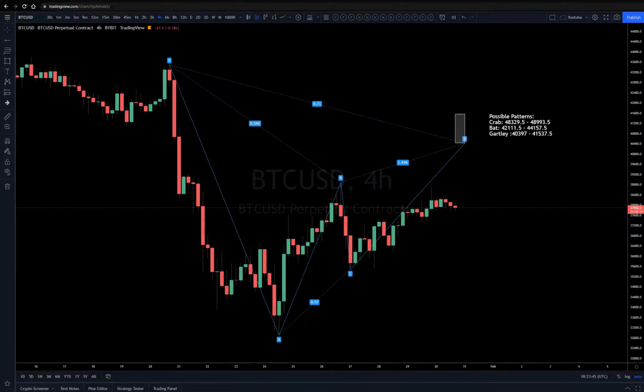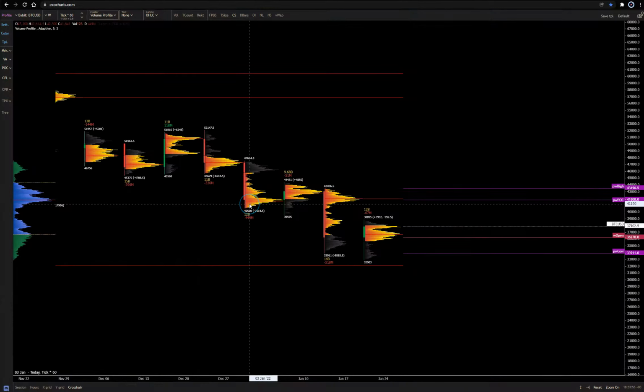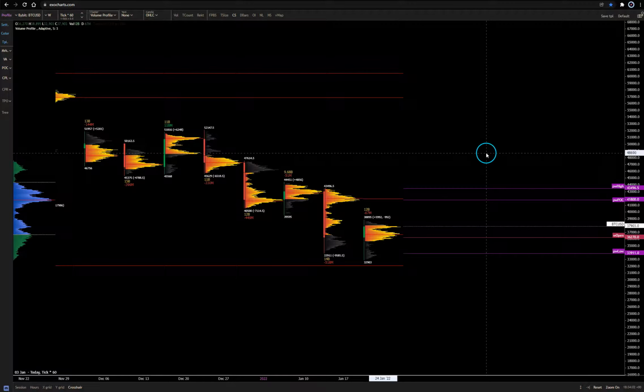The other thing that's also interesting for me is I also like looking at levels on exo charts. So we're just going to go over to that. And on exo charts, what you can see, we have the weekly chart up.